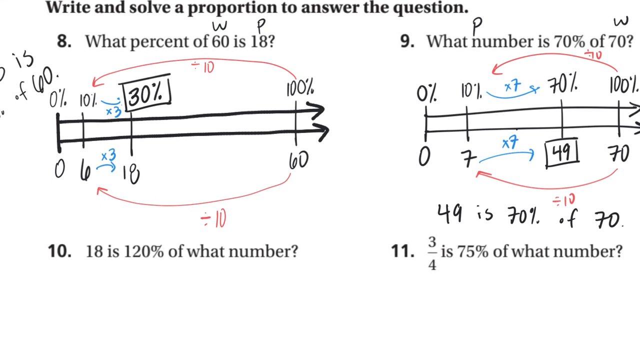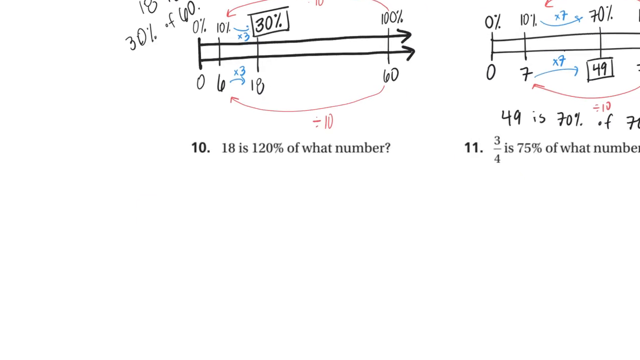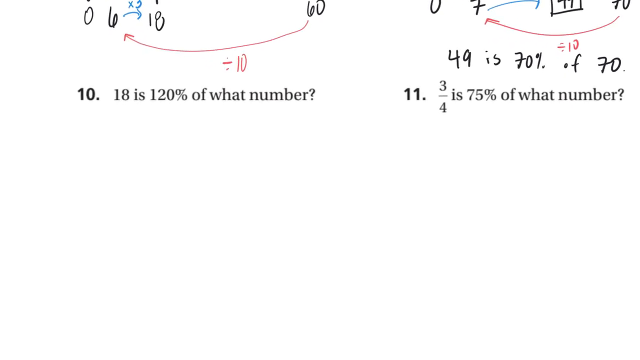Okay, what about number 10? If it's too fast, pause the video, go back, take a look at it. Those are the first two. Number 10: 18 is 120% of what number? So 18 is the 120% part. Kind of weird that it's more than the whole thing. So we're looking for the whole there. We know the part, 18, is the 120% part of what number.